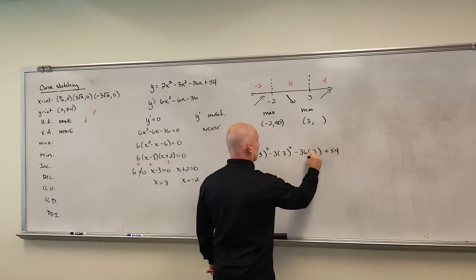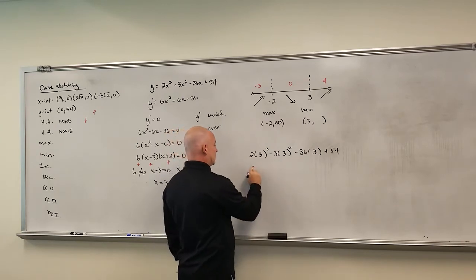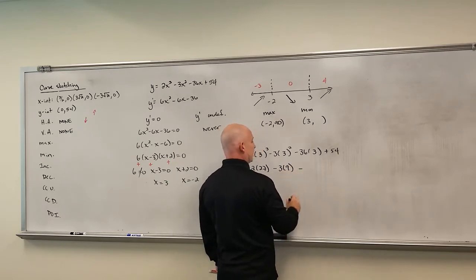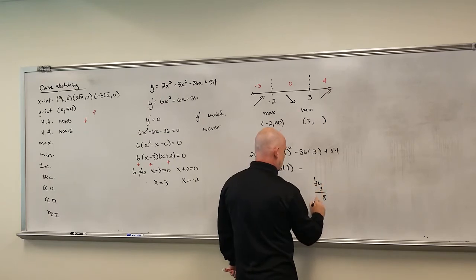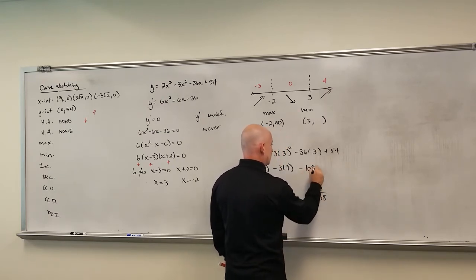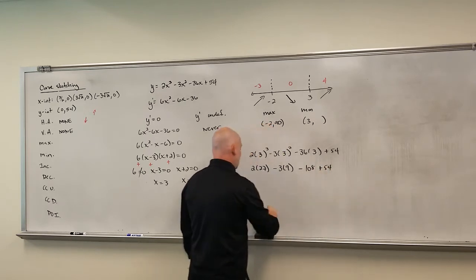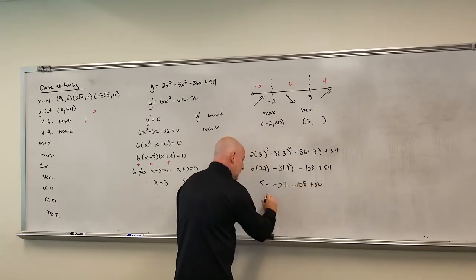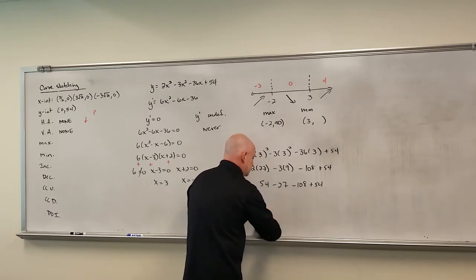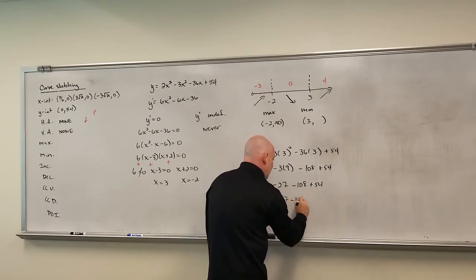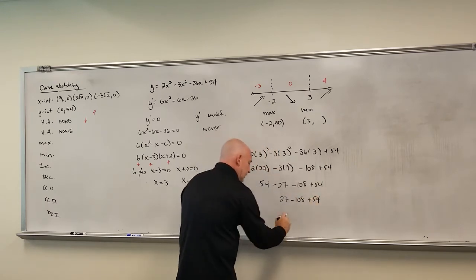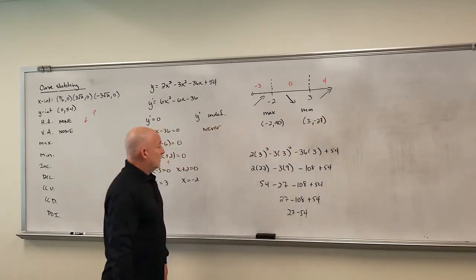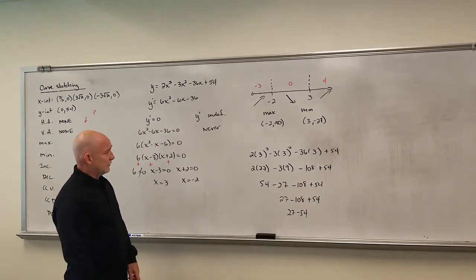What are we plugging in? We're plugging in 3 here. Let's see. So it's going to be 2 times 27 minus 3 times 9 minus, what's 36 times 3? That's 108, plus 54. Okay, so this is 54 minus 27 minus 108 plus 54. That's half, so I'm going to go 27 minus 54 is negative 27. Well, it felt better. I think the negative 27 feels right.